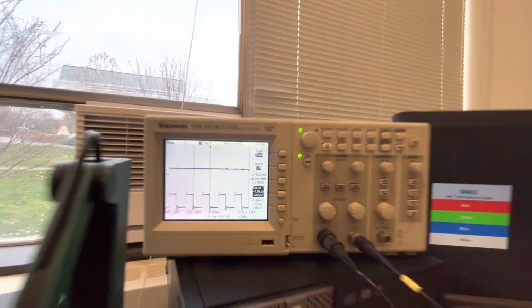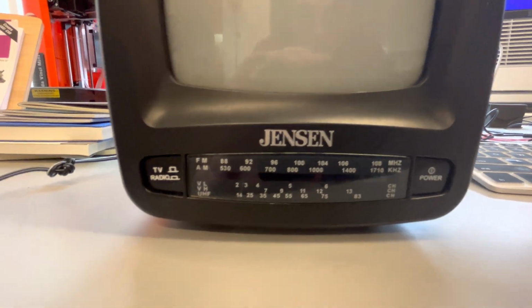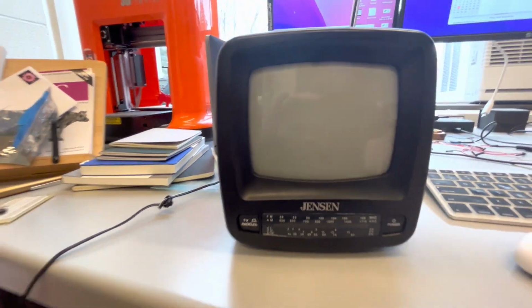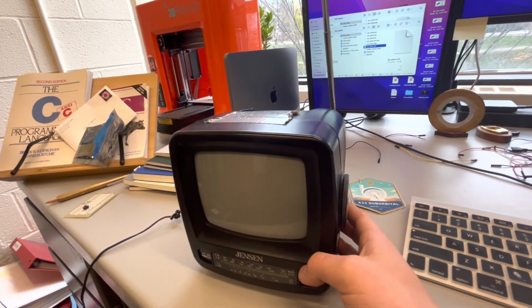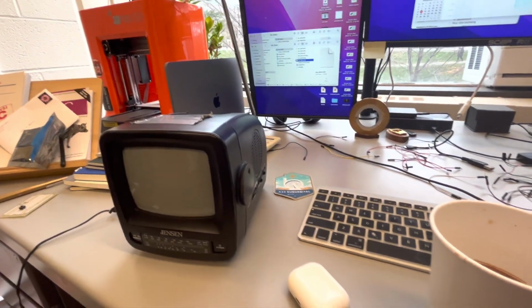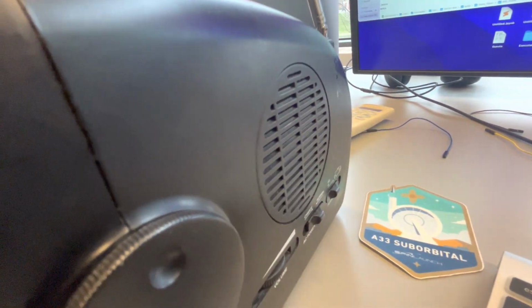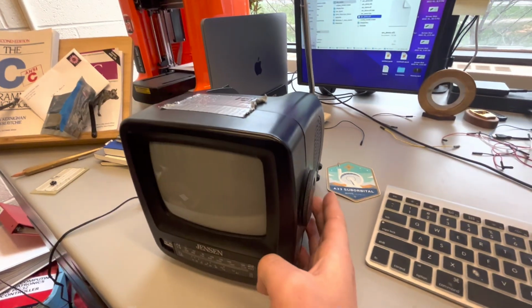So over on the other side of the bench, I have an old AM radio, and it's a little difficult to see, but I have this tuned to just about 980 kilohertz. And if I turn the volume up on this, and I speak into the microphone, what we should then hear is my voice coming through the AM radio. Let me turn the volume up a little more.